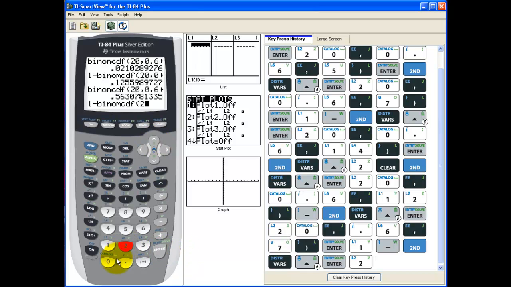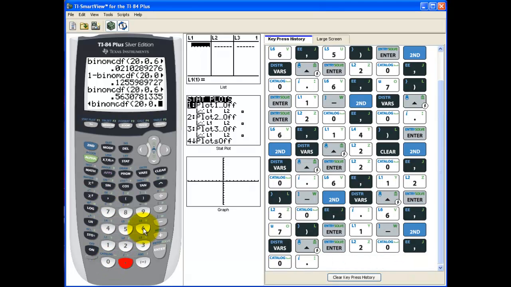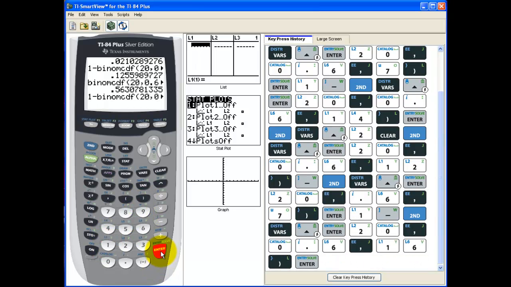And so the syntax would be 20, comma, 0.6, comma, 16. And the result is right there. And again, they are asking, is that unusual? Well, it is, because the probability is less than 0.05.